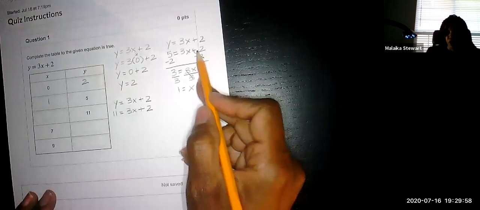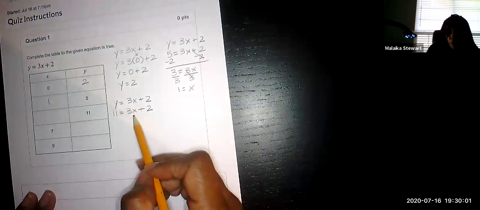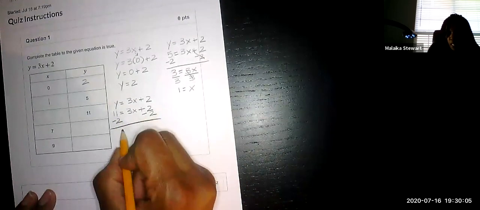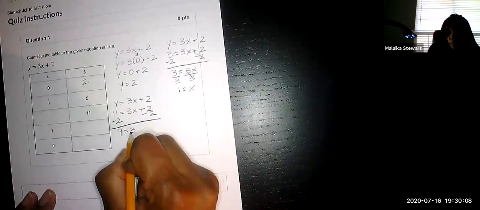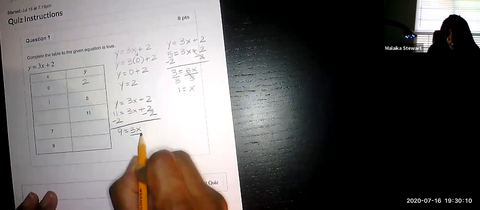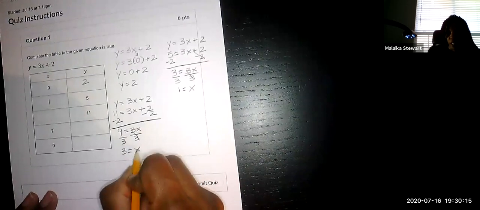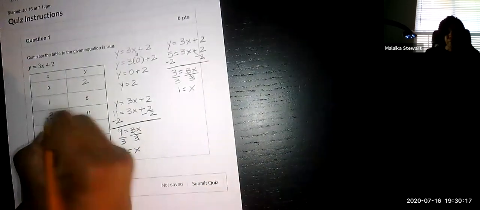So now I'm going to do the same thing. Y equals 3x plus 2. And in this case, the Y value is 11. So where the Y is, I'm going to put 11. And then once again, you're solving the equation. You're trying to isolate the variables. So you're going to get rid of the 2. So 11 minus 2 is 9. And then we want to get rid of that 3. So you divide. So 9 divided by 3, 3 equals x. So our x is 3.